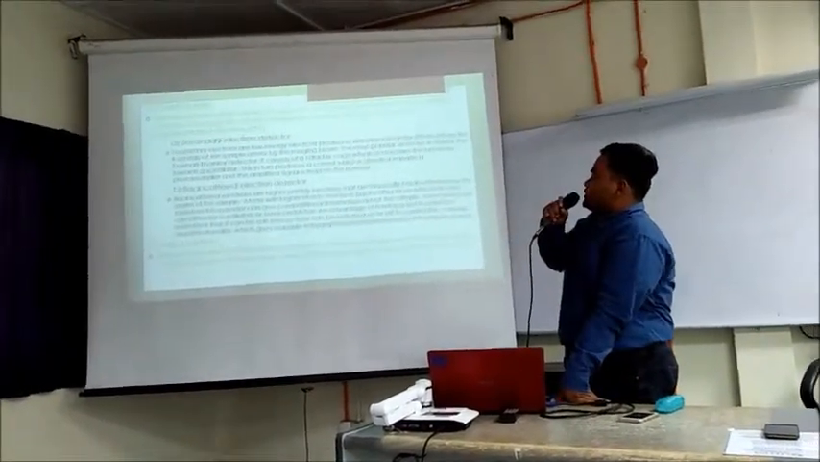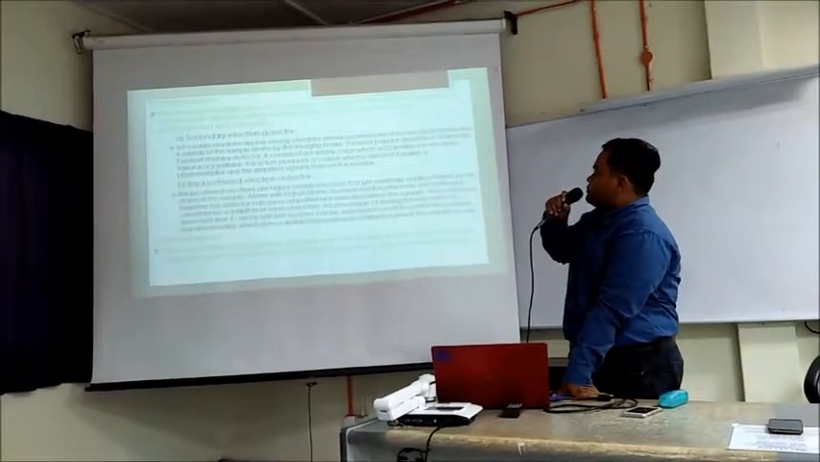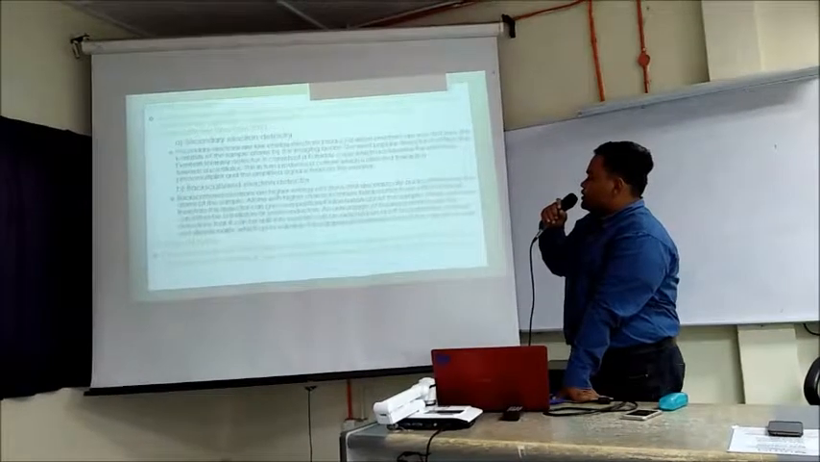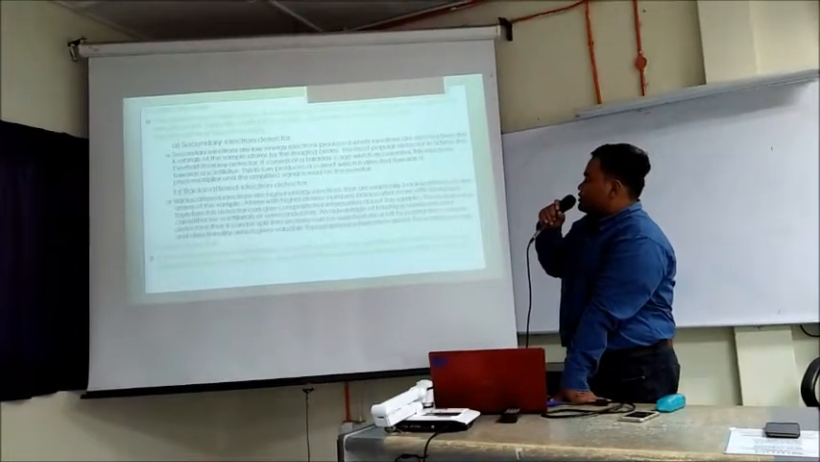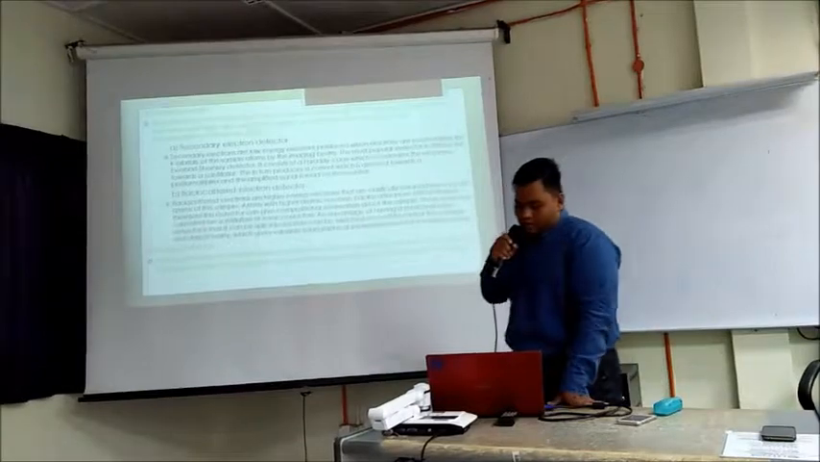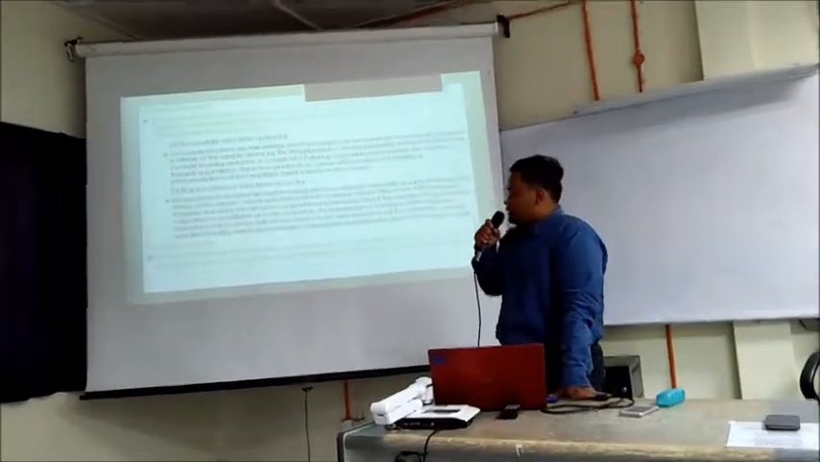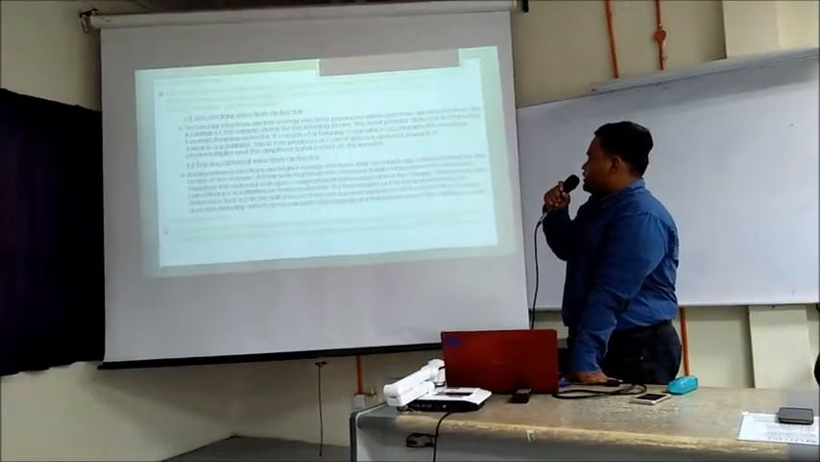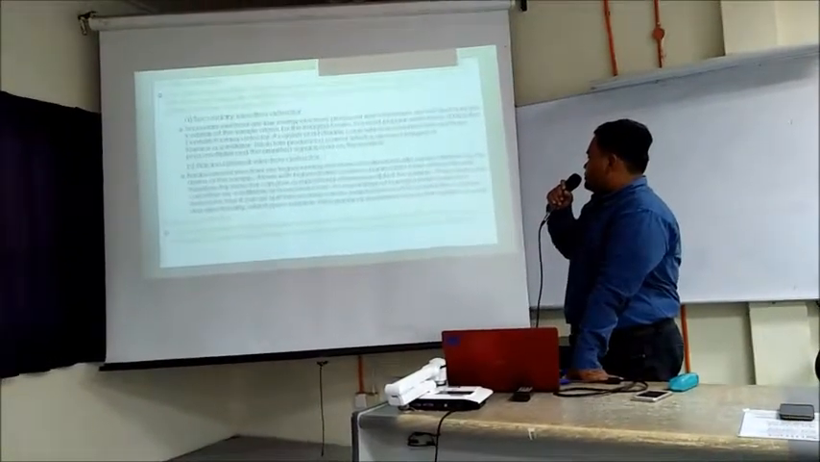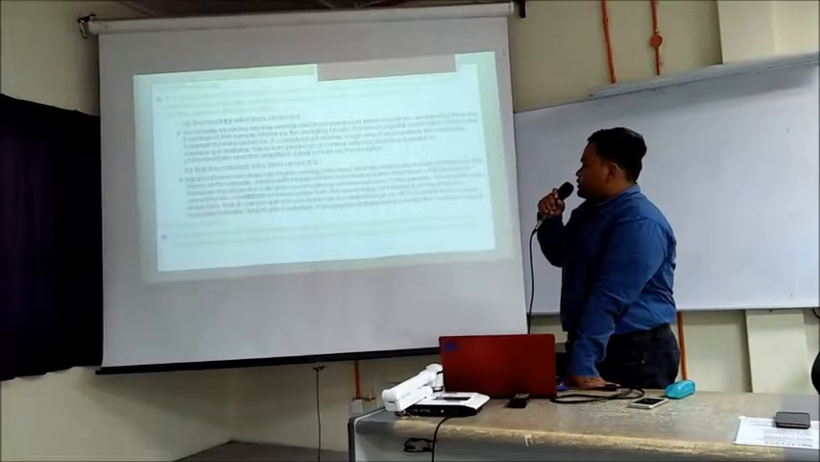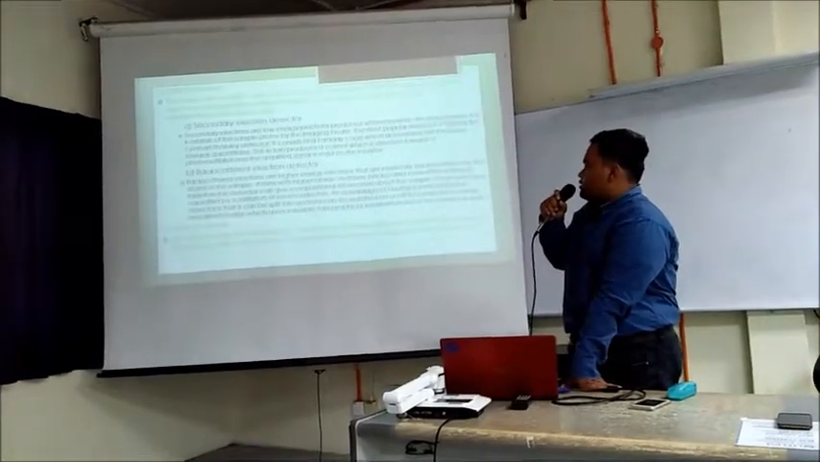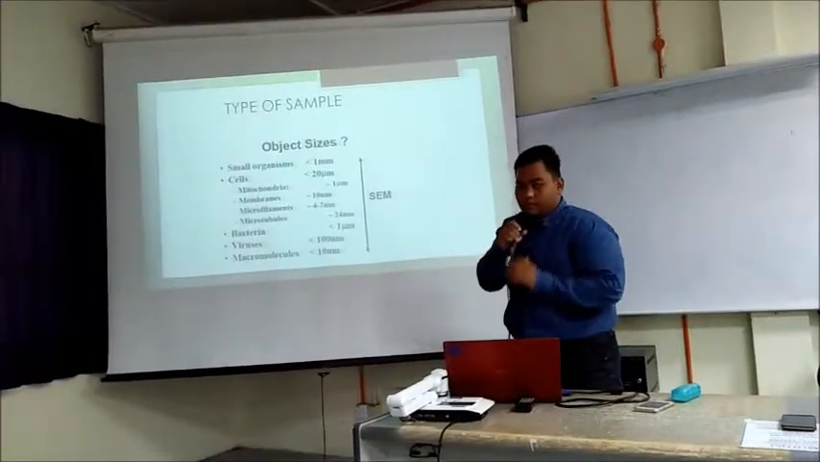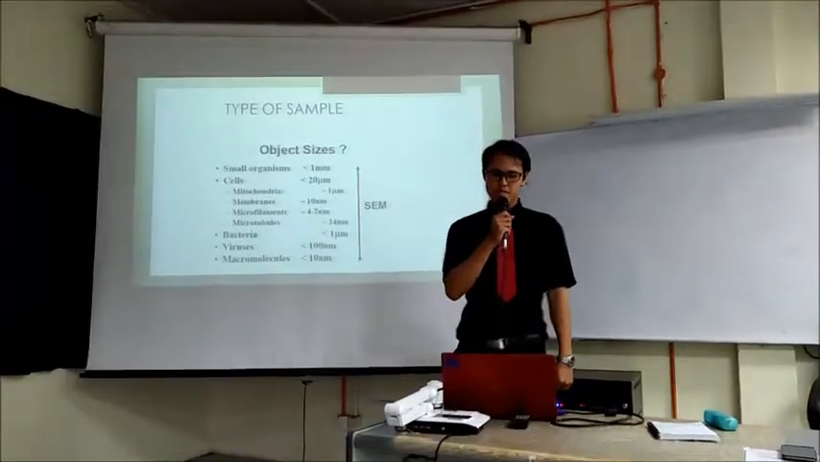Number 12, SEM detector. SEM detectors have two types, secondary electron detector and backscatter electron detector. And lastly, X-ray detector. Once the beam hits the sample, electrons and X-rays are ejected from the sample. Detectors collect these X-rays, backscatter electrons and secondary electrons. That's all from me. My name is Muhammad Nurfalia.